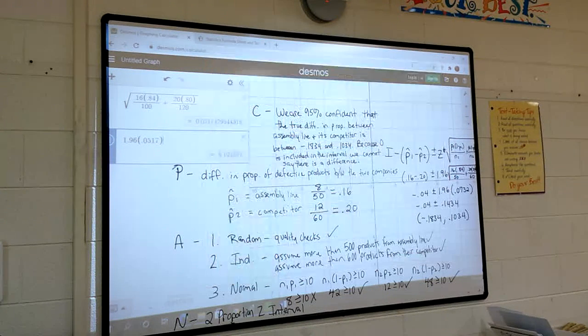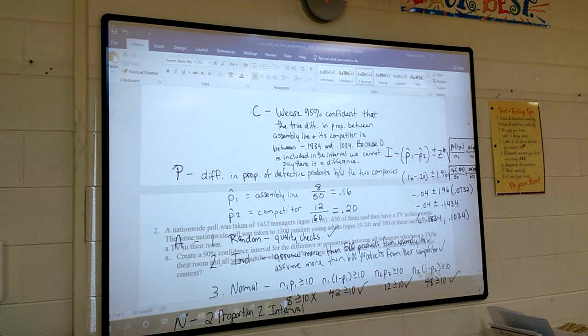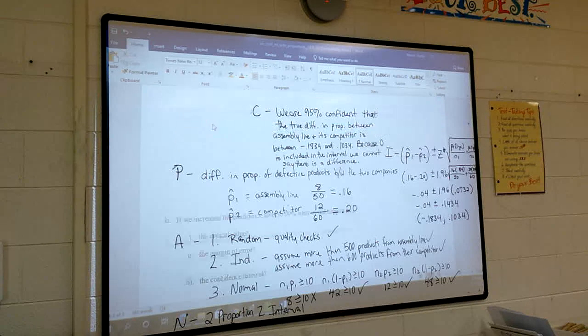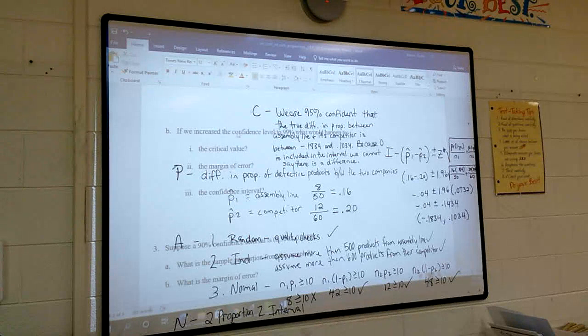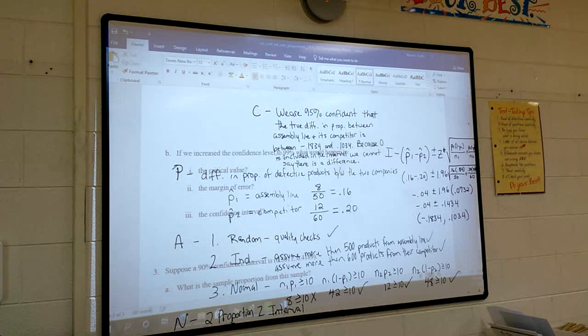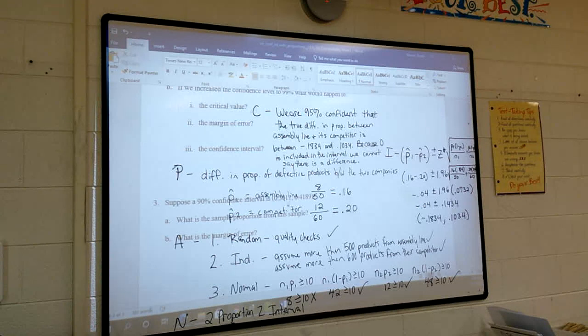I know it's a lot, but we've learned a lot, and you should be able to carry that forward. The next question is where I'm going to leave you, and that's question number 2. You're kind of doing the same thing. You have a nationwide poll of teenagers and adults. You're going to create a confidence interval for the difference between how many have a TV in their room. Then it's going to ask you a couple questions about what would happen if you increase the confidence level. And in number 3, it already gives you an interval and asks you a couple questions about that interval.